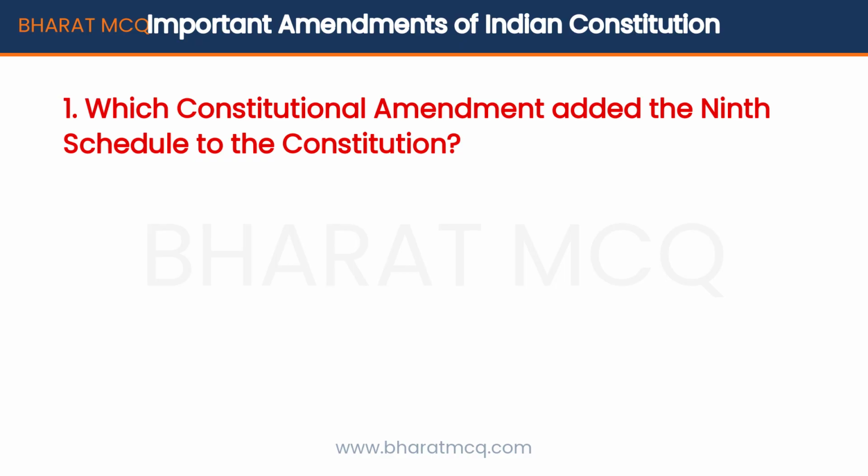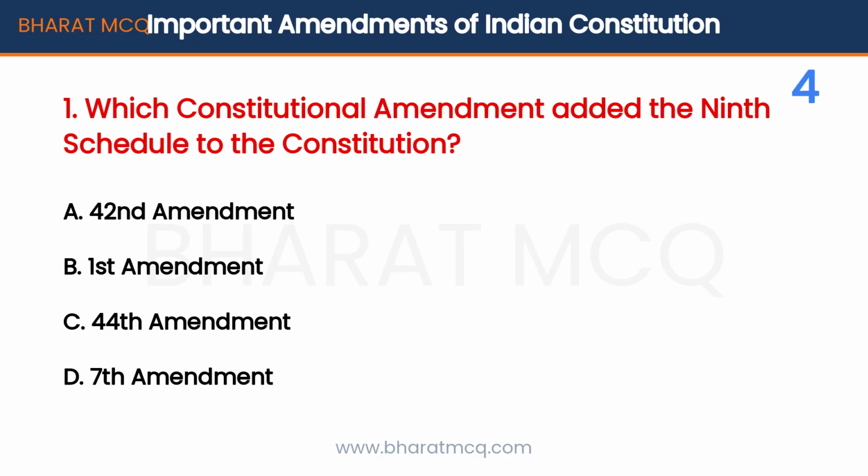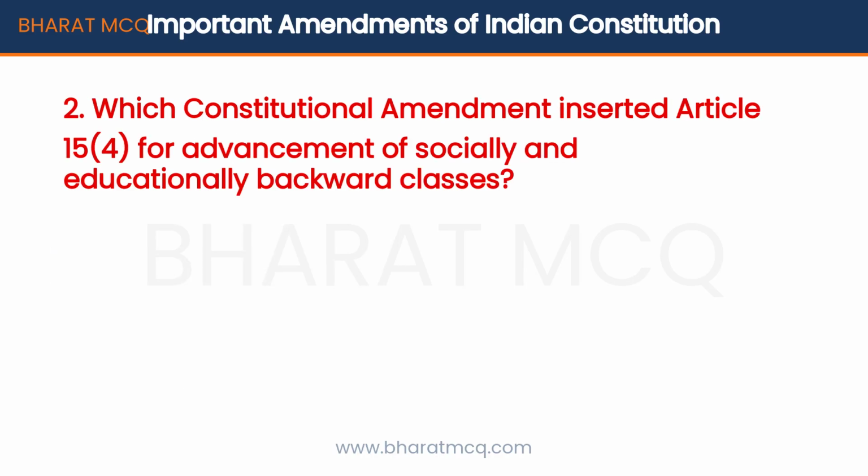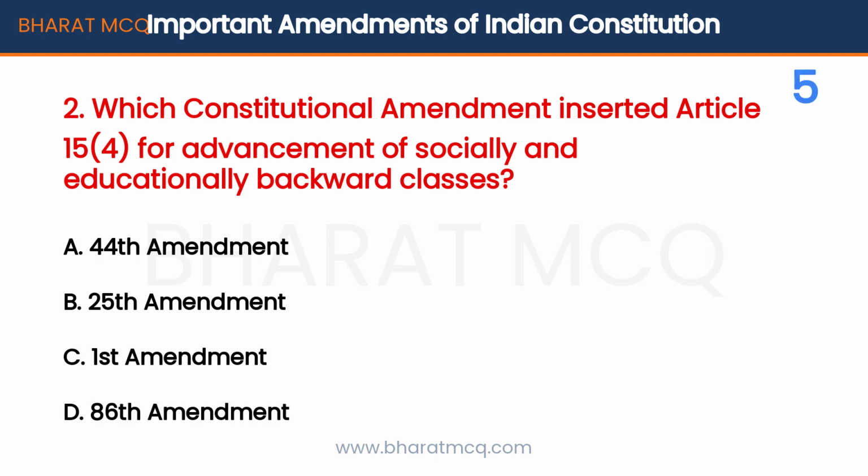1. Which constitutional amendment added the 9th schedule to the Constitution? The correct answer is First Amendment. 2. Which constitutional amendment inserted Article 15(4) for advancement of socially and educationally backward classes? The correct answer is First Amendment.